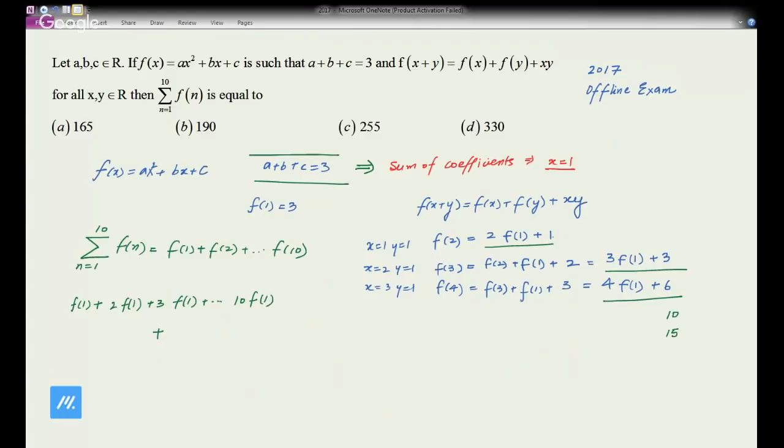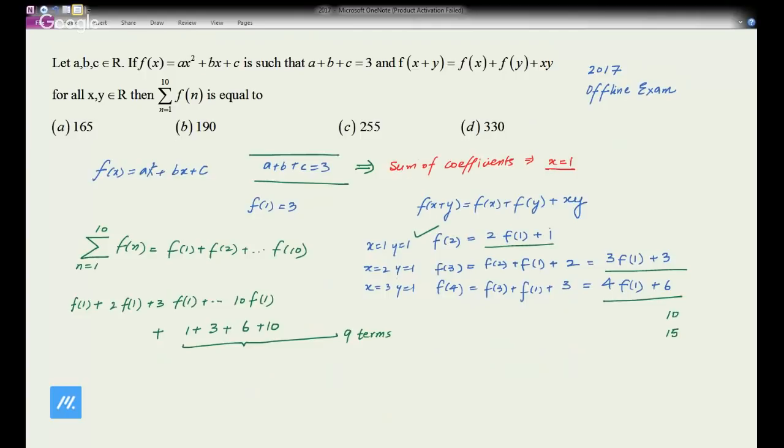Plus what you will get? From f2, you are starting to get 1 plus 3 plus 6 plus 10. Right? How many terms are there? Here there is a chance of error. People generally take 10 terms here, but there are 9 terms in this series. That's the only problem that you have to keep in mind.